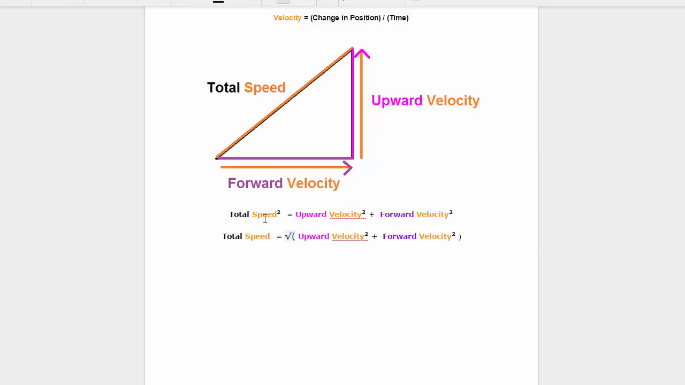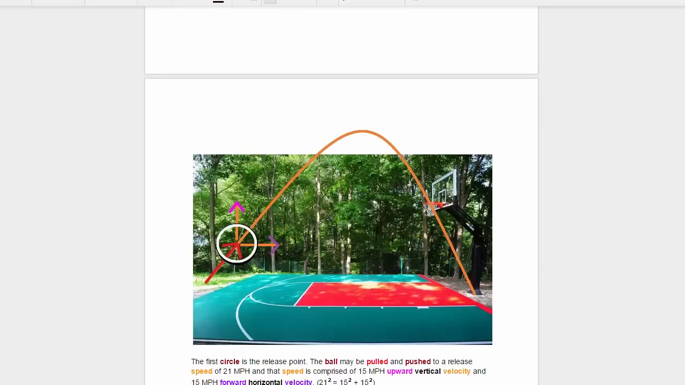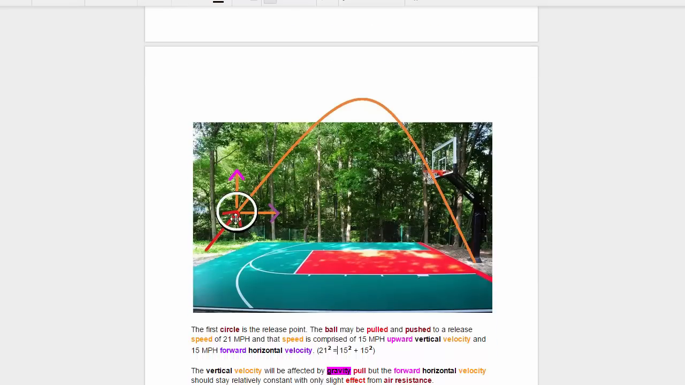Anyways, so we have total speed squared equals upward velocity squared plus forward velocity squared. So for instance, say that we shoot this ball and we release it right here, at a speed of 21 miles per hour. That speed could be comprised of 15 miles per hour vertical and 15 miles per hour horizontal directional velocities. It's important to break speed down into velocities because we're going to be looking specifically at what causes upward velocity, arc, and what causes forward velocity, range. So it's important to break these up.